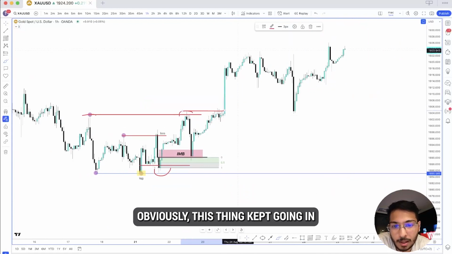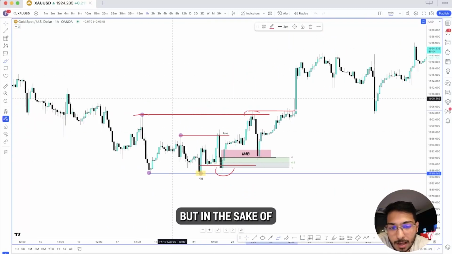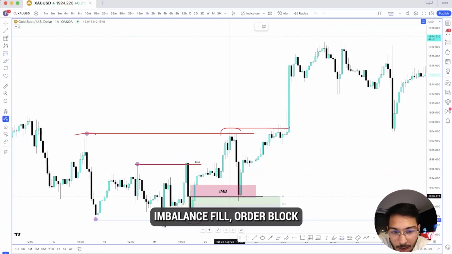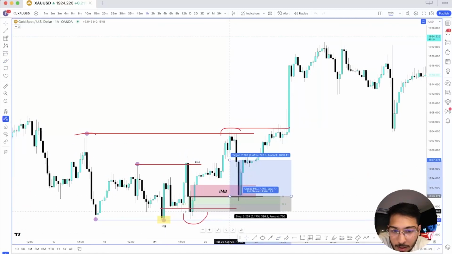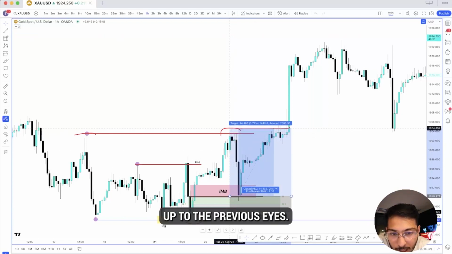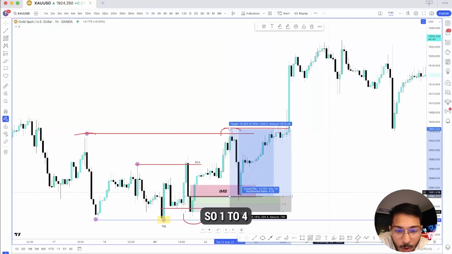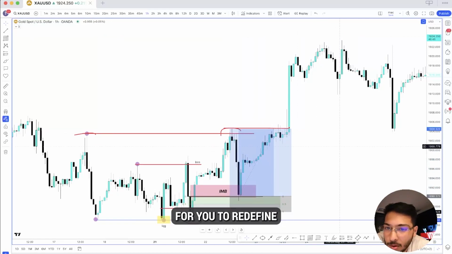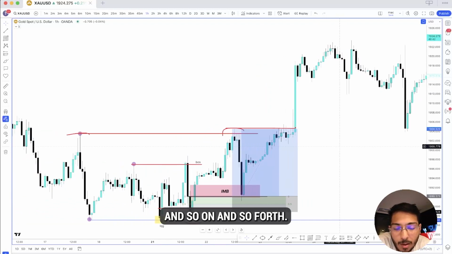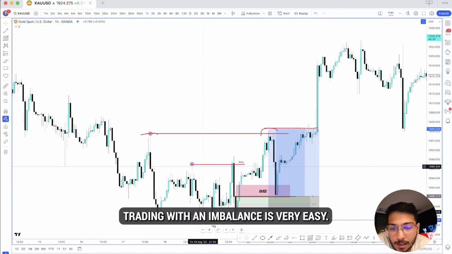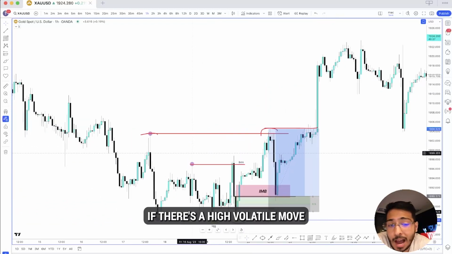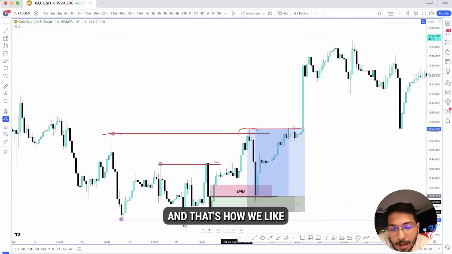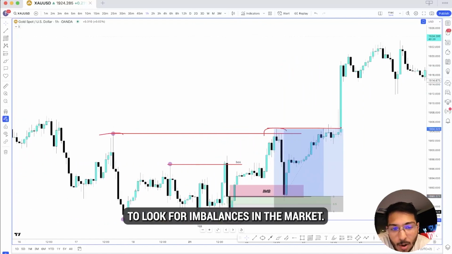Obviously, this thing kept going and it kept going. But for the sake of what we're talking about, this is all we need to have a good day. Okay, imbalance fill, order block, and then come right back up to the previous highs. So 1 to 4, great risk to reward opportunity. Obviously, there's opportunities for you to redefine and get better entries and so on and so forth. But in this example, trading with an imbalance is very easy if there's a high volatile move or if it lines up with an order block. And that's how we like to look for imbalances in the market.